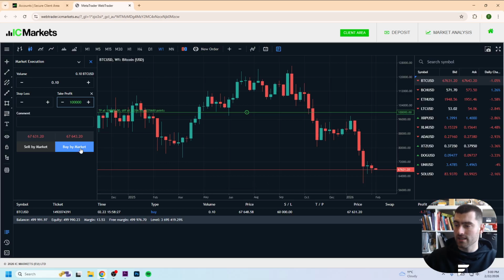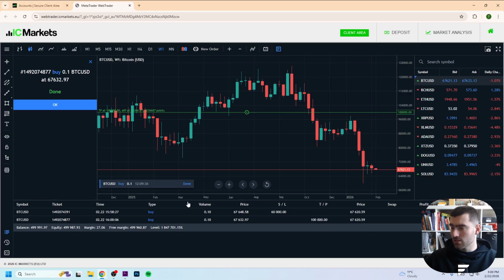So now if we click right here on buy by market, we just created our position right here. And at TP, that means take profit, it is saying that when it hits 100K, it will take our profit. So this is exactly how you can take profit on IC Markets.